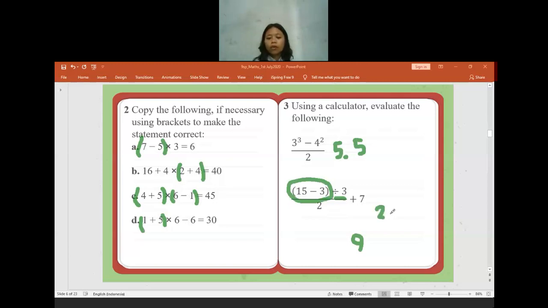Is there anyone who gets confused so far? No, teacher. Okay, if no one gets confused, it means we're already done with chapter 3. Before I continue to chapter 4, is there anyone still getting confused or having any difficulties with chapter 3? No, teacher.